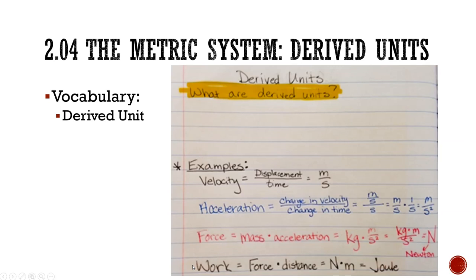Last but not least, down here we have work, and work equals force times distance, which is a Newton meter, and we use that often enough it deserves its own name. So a Newton meter is a joule, and that's pronounced just like the gemstone, a joule. It's just spelled funny because it's named after a person.